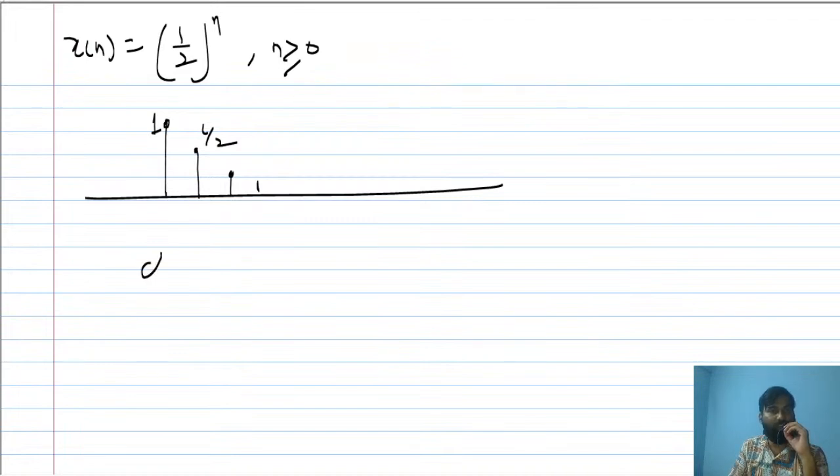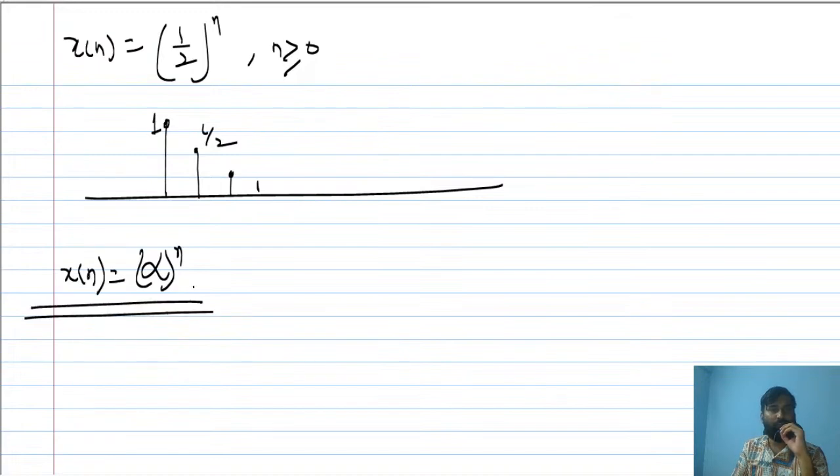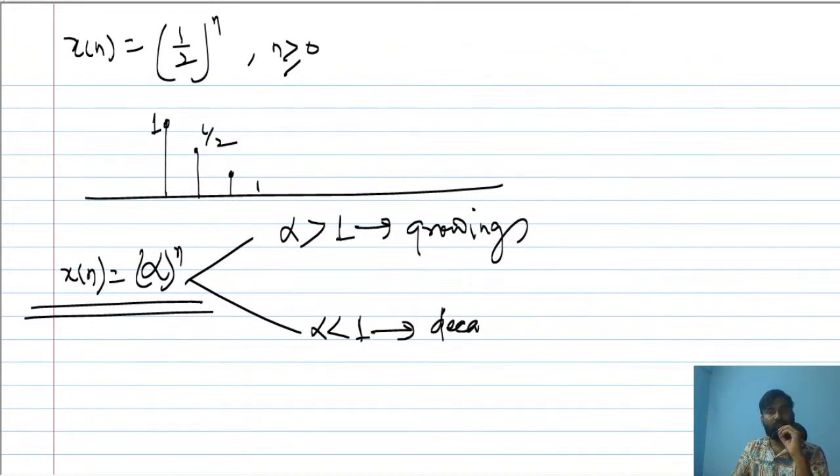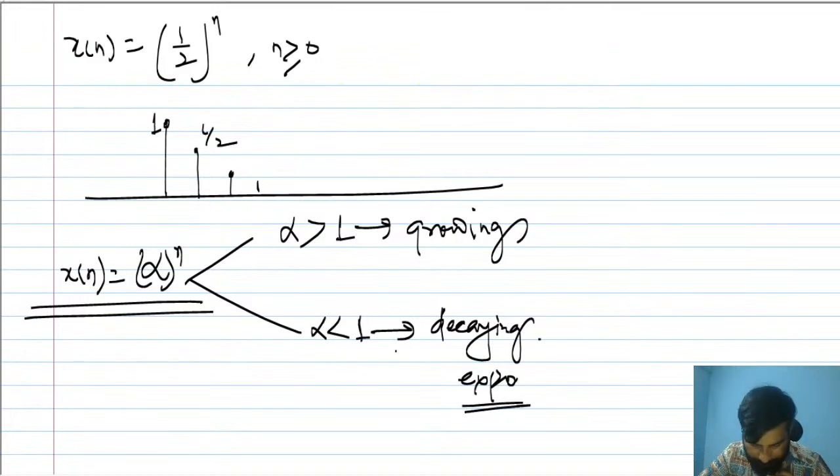And so you can also say x of n is alpha to the power n. Here alpha can be greater than 1 and alpha can be less than 1. If alpha is greater than 1, it will be a growing exponential. It will grow like this. Alpha less than 1 means, because half is there, it is decaying. Decaying exponential. Discrete time exponential. Right? I hope this makes sense, guys.